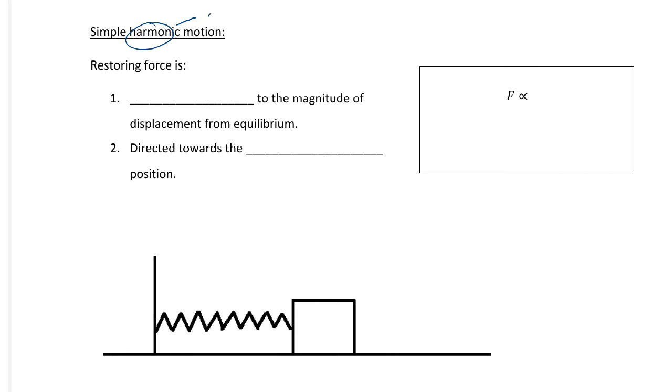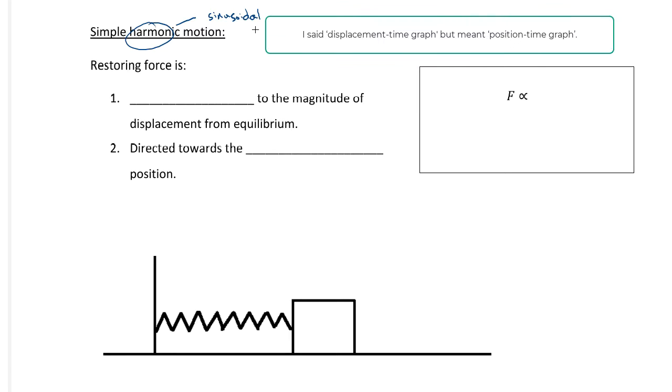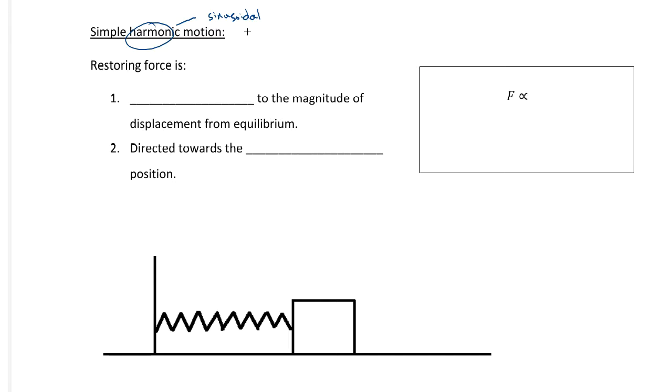That harmonic word means that it's sinusoidal, taking the shape of a sine or cosine curve. And this is a special case of oscillation. And to get simple harmonic motion, to get this kind of sinusoidal displacement time graph, you need 2 special circumstances, both having to do with the restoring force. You need the restoring force to be proportional to the magnitude of displacement from equilibrium.